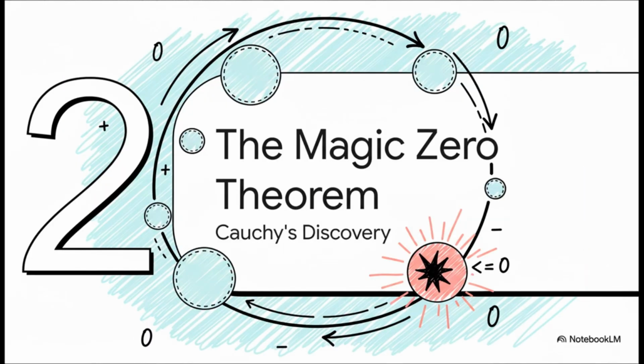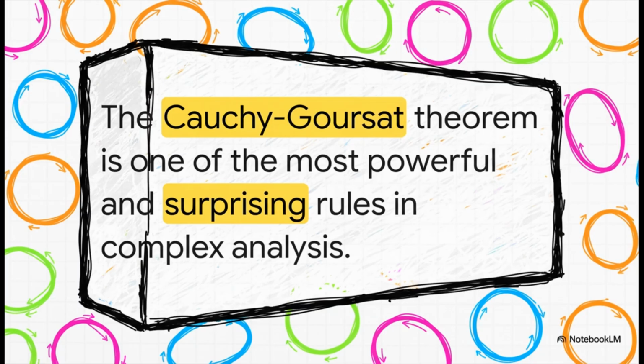So that's the process, right? You chop up a path, you multiply, you add. You'd expect to get some unique, complicated number for every single path you draw. But now we get to the first mind-blowing result, a rule that seems almost too simple to be true. This rule is called the Cauchy-Riemann theorem, and it is an absolute cornerstone of complex analysis. It tells us something really profound about what happens when you just take a simple round trip.